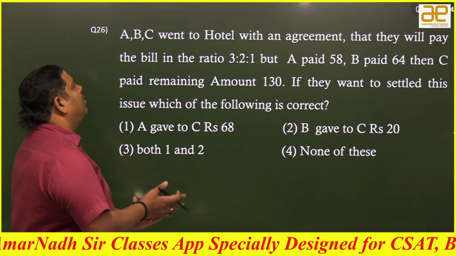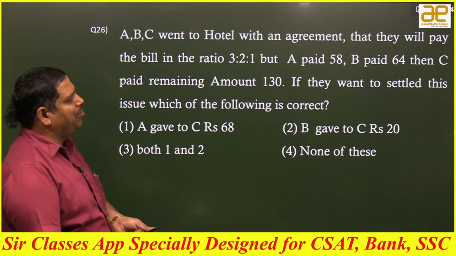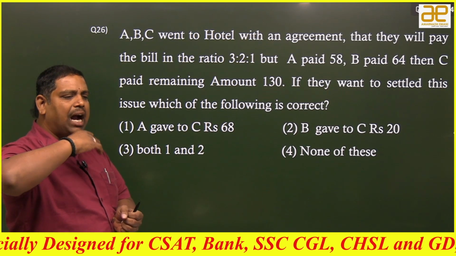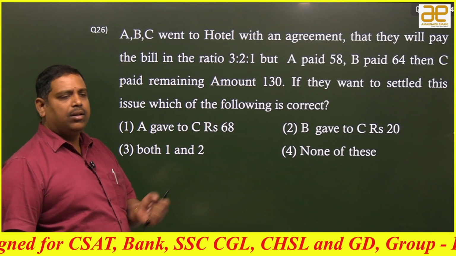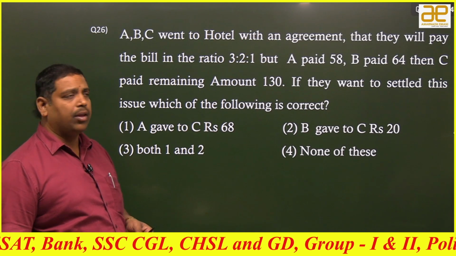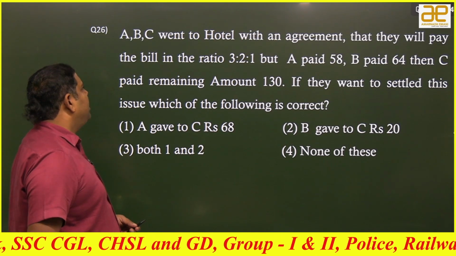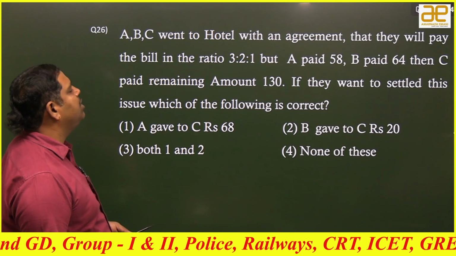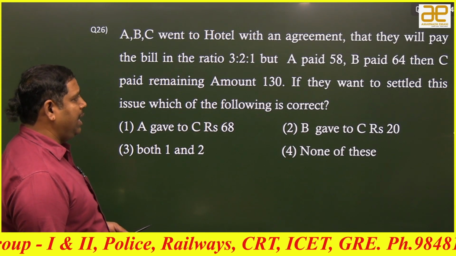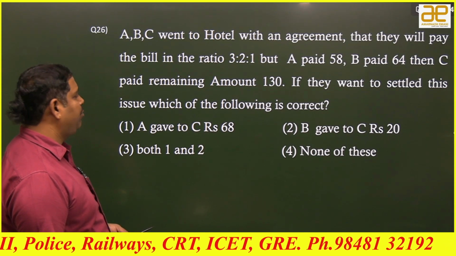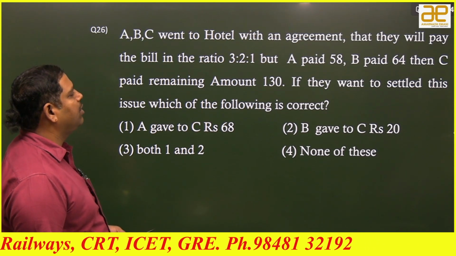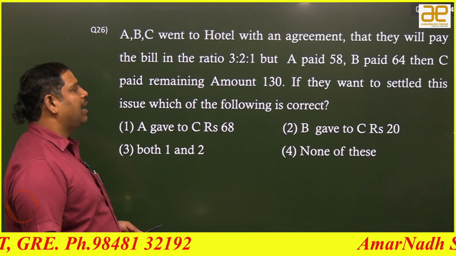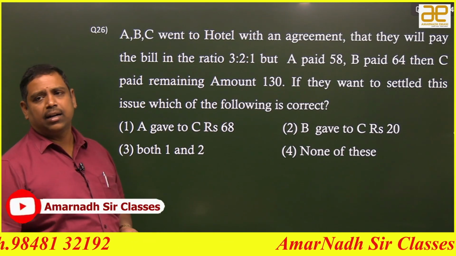Here, these are the realistic questions. Let us see them. If the examination is going beyond the difficulty level, then this type of question may come into the picture. Let us read the question. A, B, C went to a hotel with an agreement that they will pay the bill in the ratio 3:2:1. But A paid 58, B paid 64, then C paid the remaining amount, 130 rupees. If they want to settle this issue, which of the following is correct?